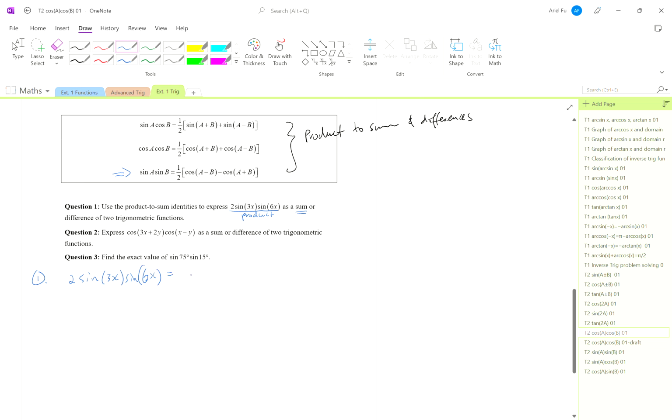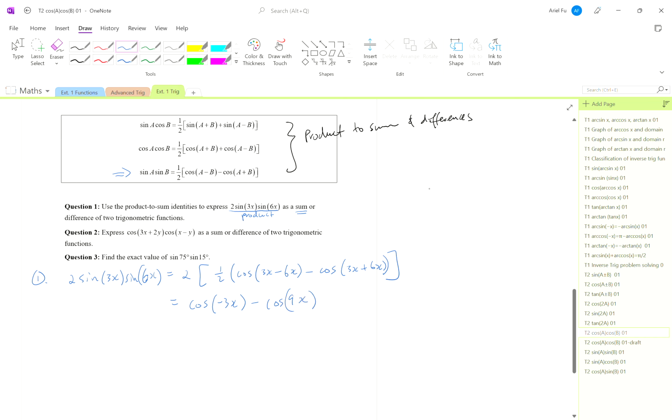It can be written as 2 times half of cosine of A, 3x minus B, 6x, take away cosine of 3x plus 6x. The 2 and the half will cancel out to give you cosine of negative 3x minus cosine of 9x.